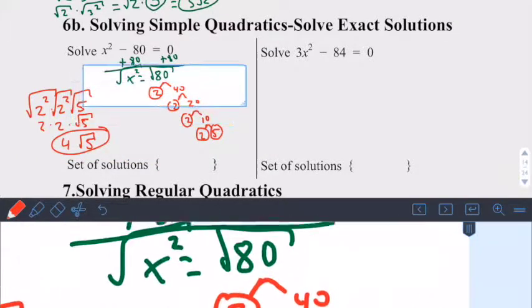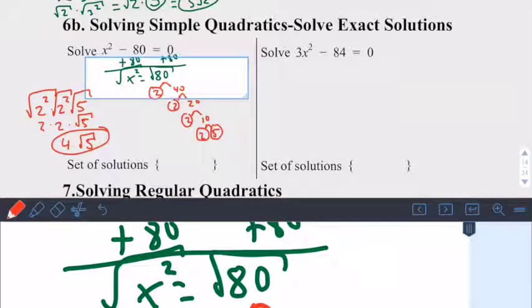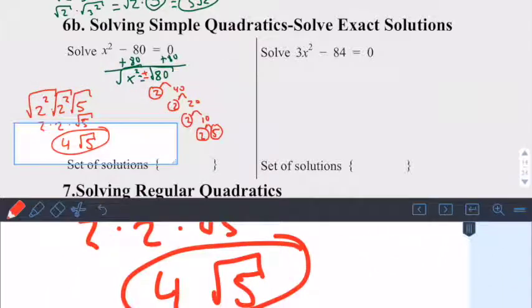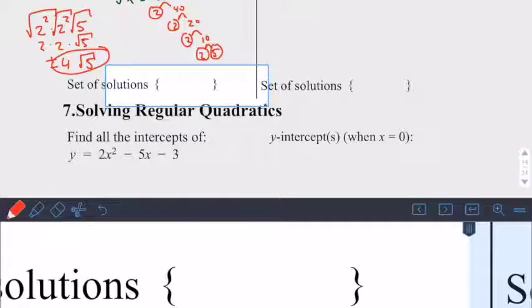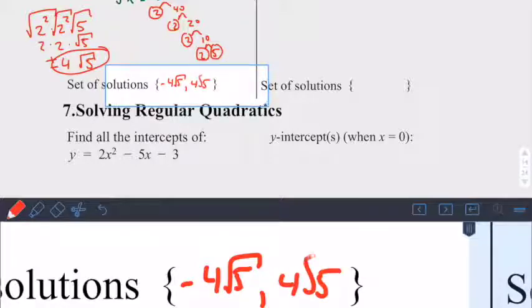Now, something that I didn't do a good job of is when I square rooted, I should have said this is plus or minus 80. So this would be plus or minus 4 square root of 5. So my set of solutions, I have negative 4 square roots of 5 and positive 4 square roots of 5. Those are my exact solutions.